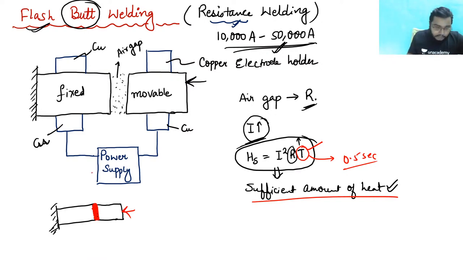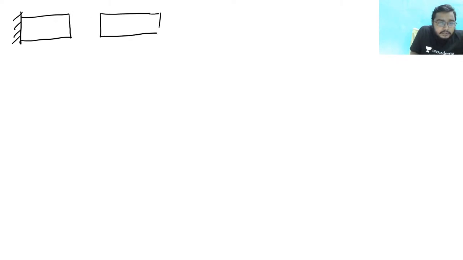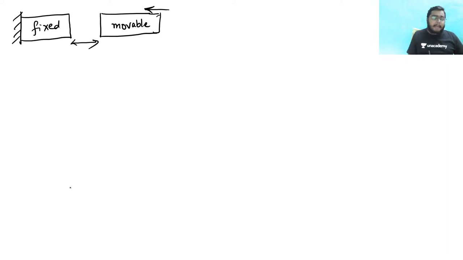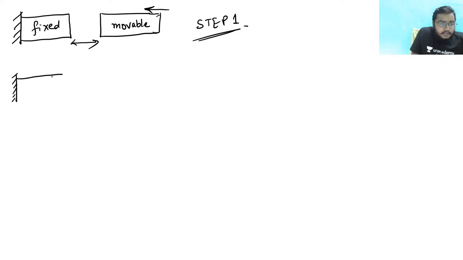So see here, my dear friend, one more thing that I want to tell you is, this is the first step. You have the plates. This is a movable plate and this is the fixed plate. I'm not drawing the electrodes, just understand the concept only. So in the first step, you are bringing this movable plate so that the gap between them is very close. Clear? This is step one. Next step is what? You brought these, the fixed one is here only.